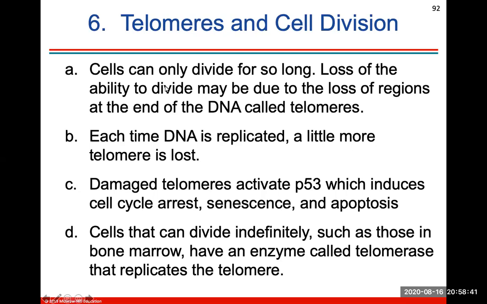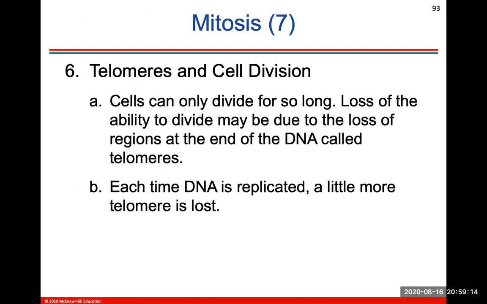Telomeres in cell division: cells can only divide for so long. The loss of the ability to divide may be due to the loss of regions at the end of the DNA called telomeres. And each time DNA is replicated, a little more of the telomere is lost. Damaged telomeres will activate p53, which induces cell cycle arrest and apoptosis. And cells that can divide indefinitely, like in bone marrow, have an enzyme called telomerase that replicates the telomere.